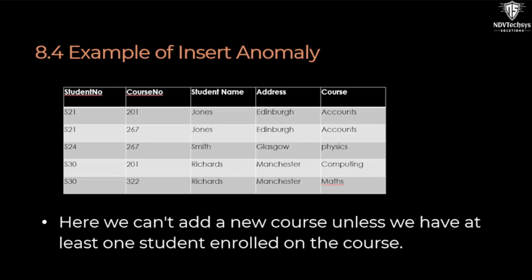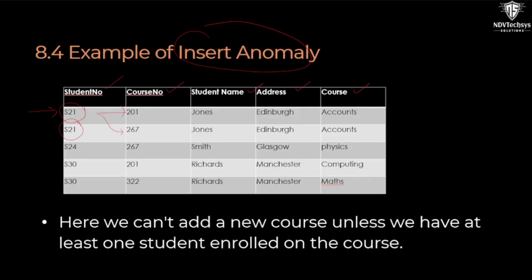Now we are going to see an example of insert anomaly. As you can see here, this particular table has 5 different attributes: student number, course number, student name, address, and course. Each row represents a student enrolled in a course, and as you can observe, each student can enroll in multiple courses, right?